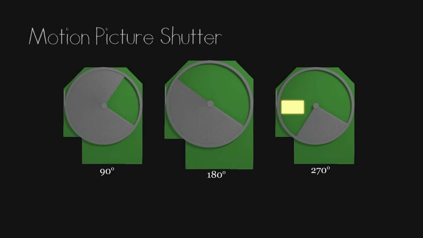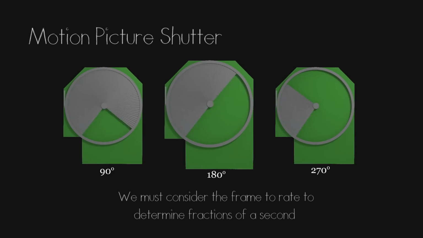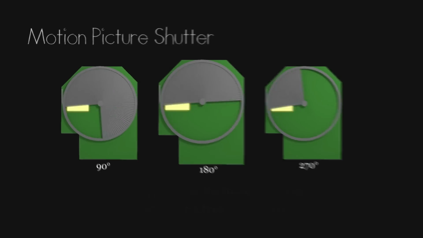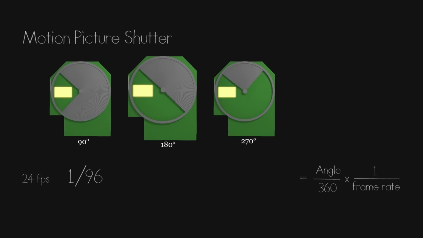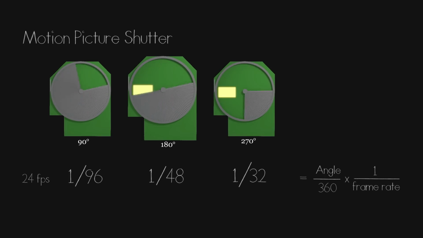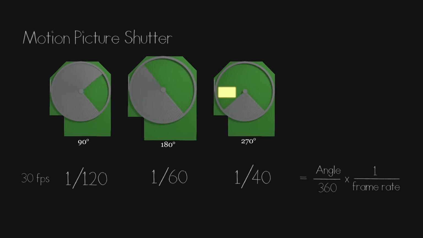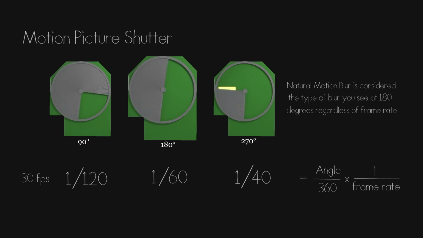When using degrees for the shutter speed, we must consider the frame rate to determine the shutter speed in fractions of a second. If our frame rate is 24 frames per second, a 180 degree shutter will give us an effective 1/48th of a second shutter speed. If our frame rate is 30 frames a second, that same 180 degree shutter will have an effective shutter speed of 1/60th of a second.